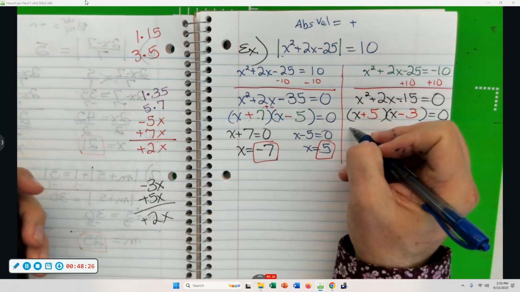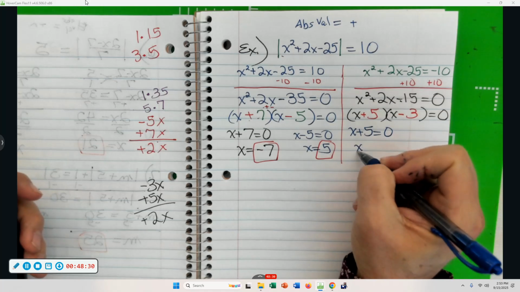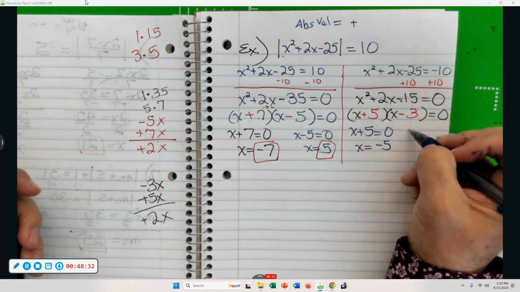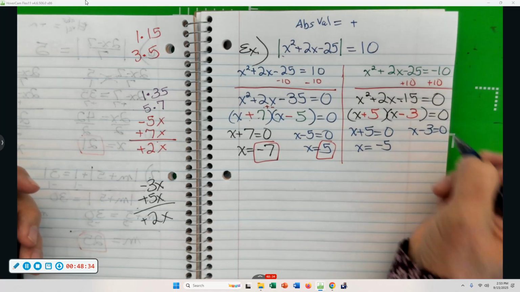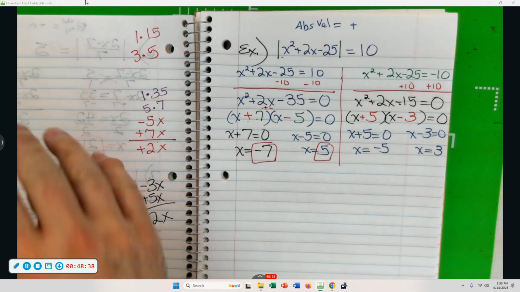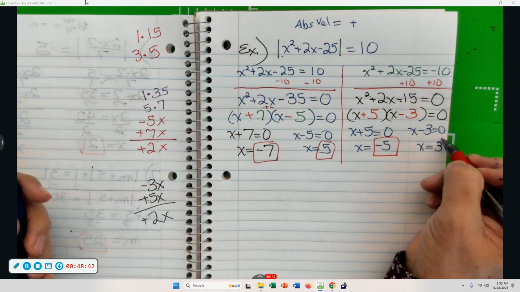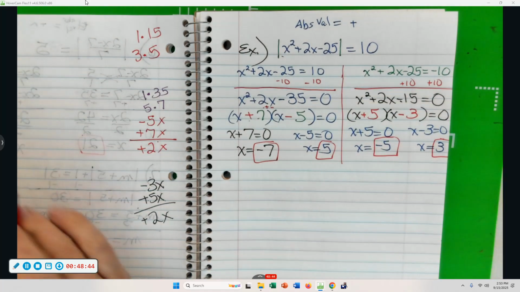Set x plus 5 equal to 0, that gives me negative 5. Set x minus 3 equal to 0, and that gives us positive 3. So how many total solutions do we have here? 4. We have 4 solutions.